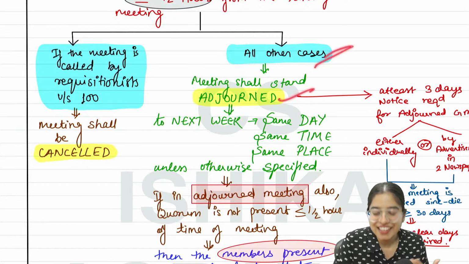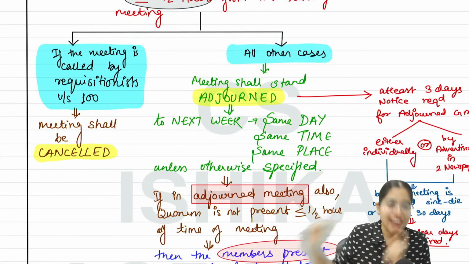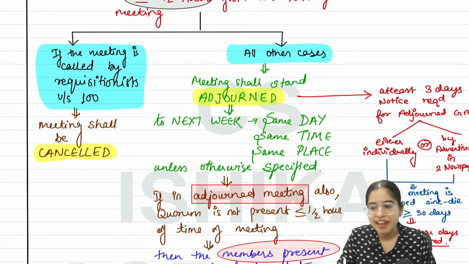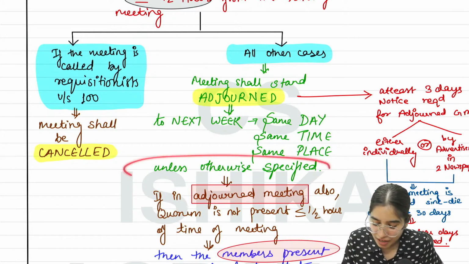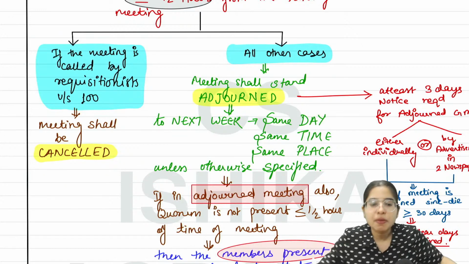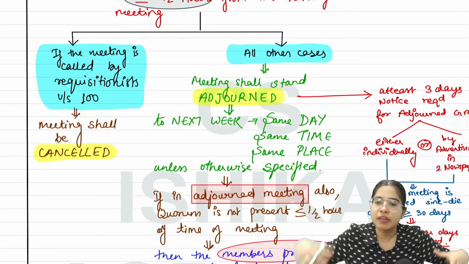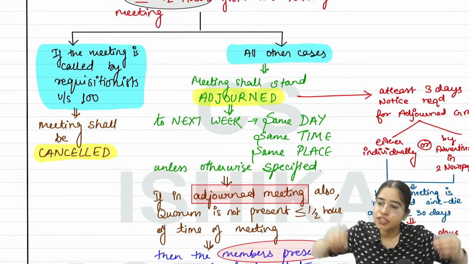So in all other cases, meeting will be adjourned to next week, same day, same time, same place, unless otherwise specified. Otherwise specified means you can specify some other date, and if you don't specify any date, then the meeting will be adjourned to next week.